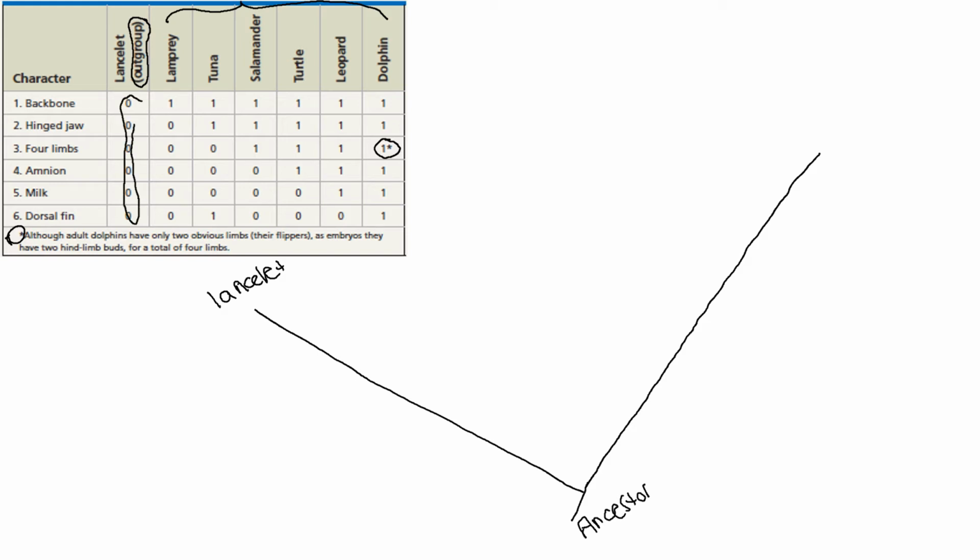So now you're going to look at your next organism. We know the lancelet has none of the traits. Now, what distinguishes the lancelet from something else that only has that one trait? Look, we've got the lamprey, which only has one trait. And what trait is that? It's a backbone, right? So we can go back to the tree: backbone happened first. Okay, so backbone happens, and then we have our next group that diverges, and that's going to be the lamprey.